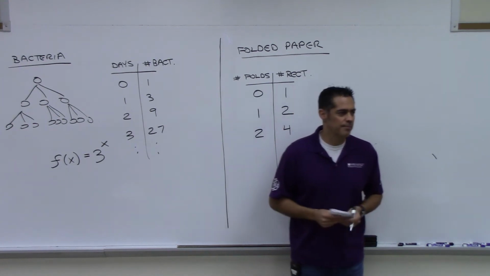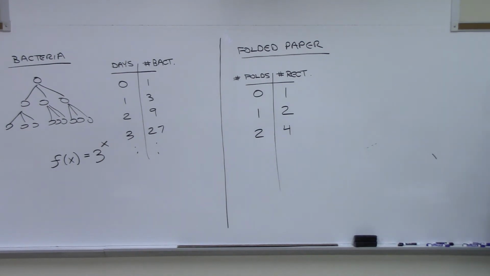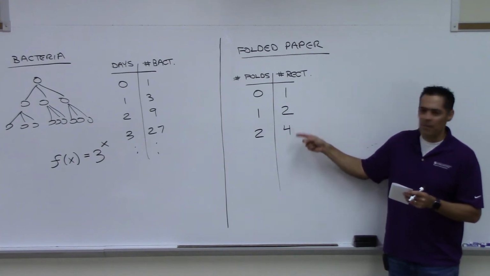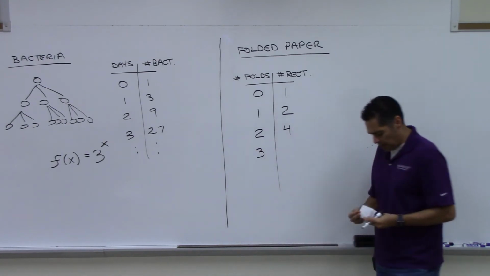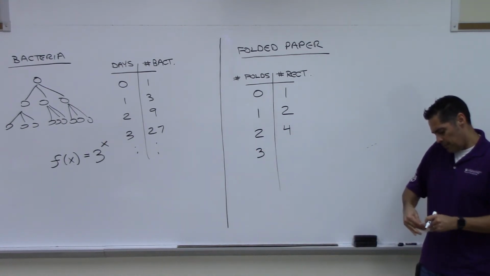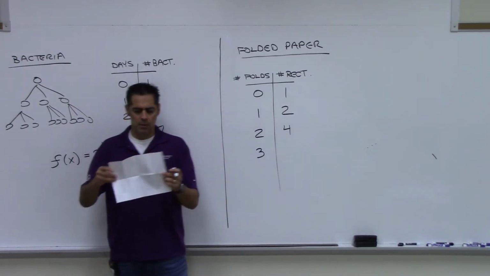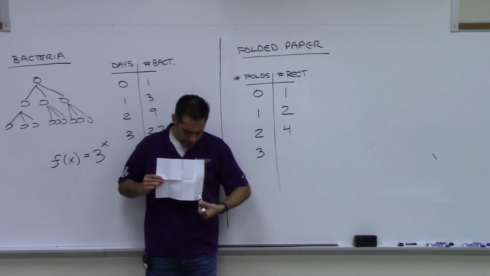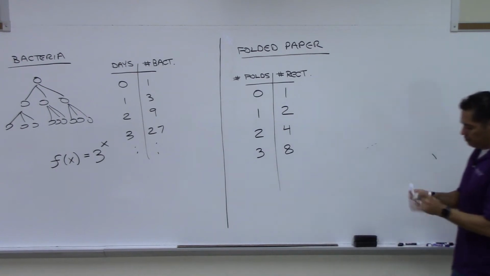How about if I go a third time? 8. Is there another number you're thinking? No? 6? Sometimes students say 6, like it's gone 2, 4, maybe 6 this time, but 8's what I'm hearing. Let's see, 3 folds. So let me do my third fold and open it up. Can you all see it? You got 1, 2, 3, 4, 5, 6, 7, 8. 8 rectangles now. Okay, what do you think on the next fold?